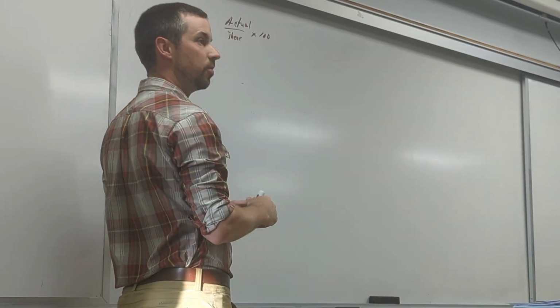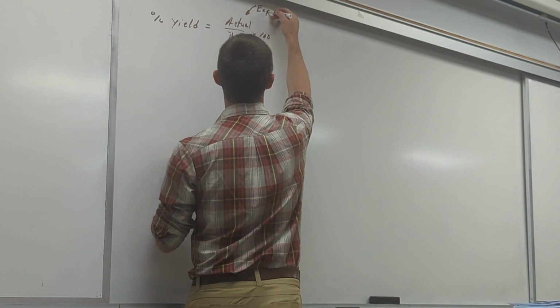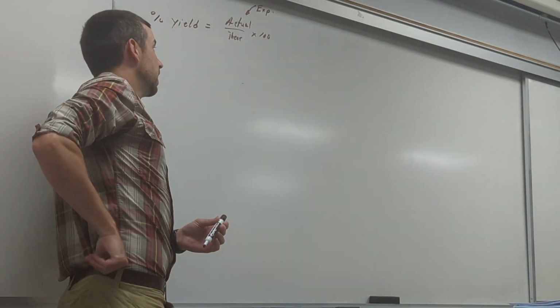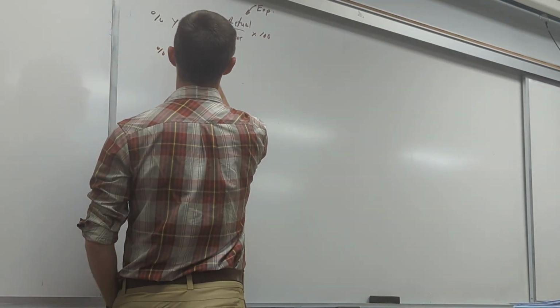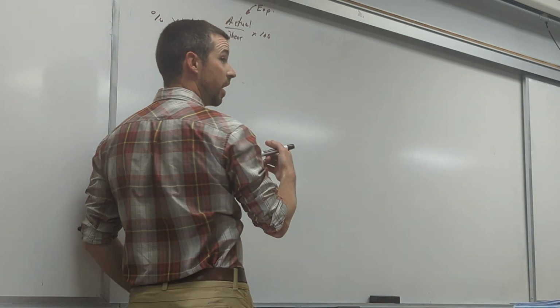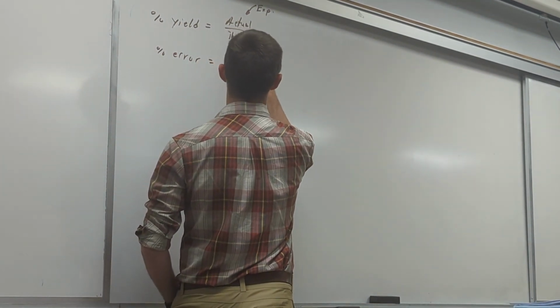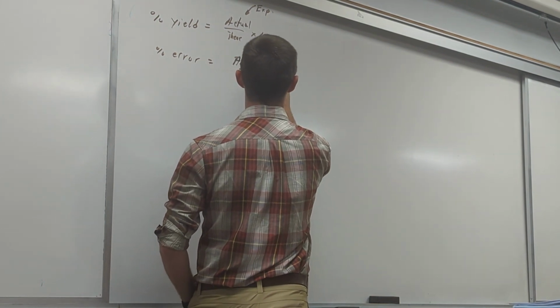The actual value, so that could be for us what we would call your experimental value. So what did you actually get in class, what did you actually get in lab, and then your percent error calculation. So go ahead and include that on what to memorize as well. So that's your actual value minus your theoretical, all over your theoretical.